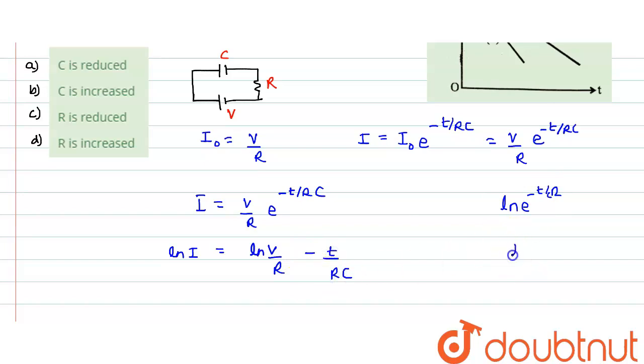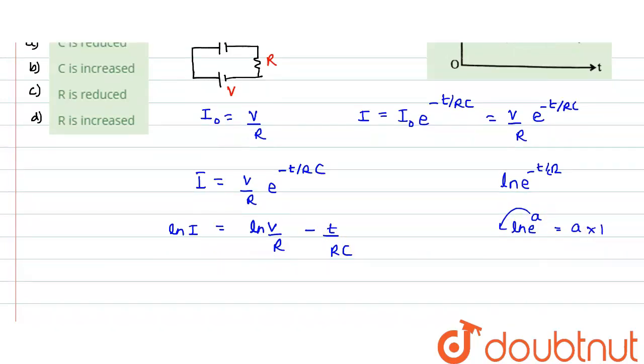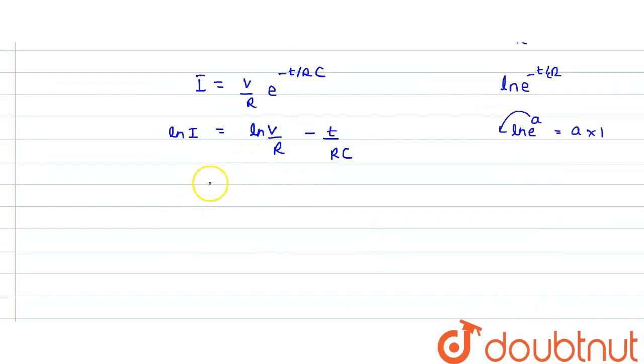Okay, we know this is the property of log, that if the base and this term are the same and the power is, let's say, A, then A would come out as the coefficient, and ln e would be equal to 1. So we have just written it like this. Now from this expression, what we can see is that if we compare this with our expression y equals to mx plus c, then on the y axis we are plotting ln I, so this is our y.